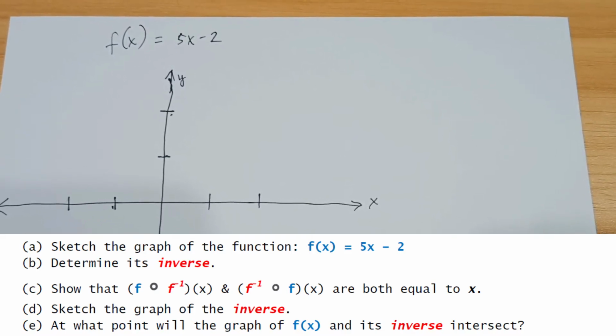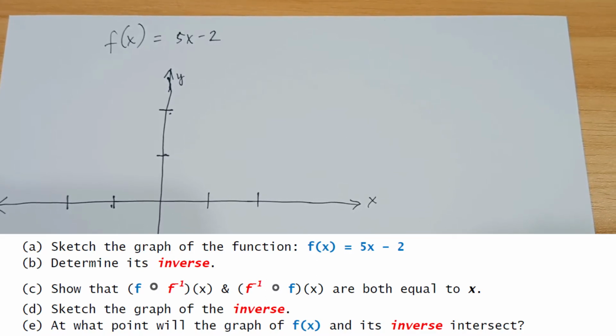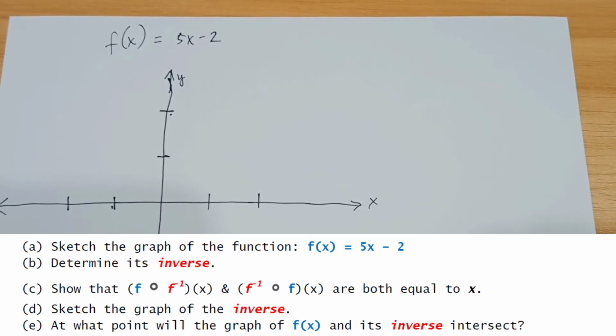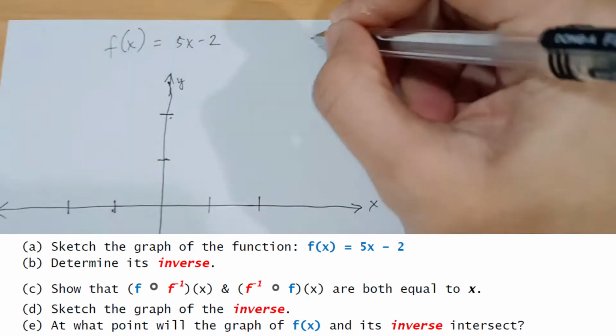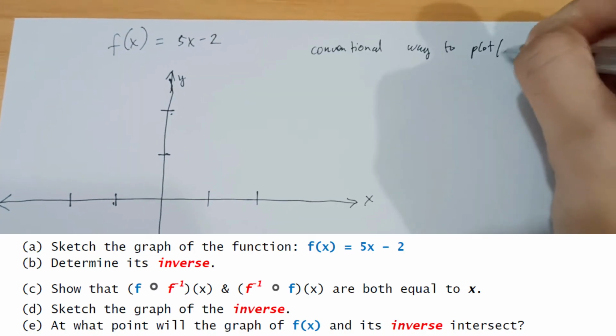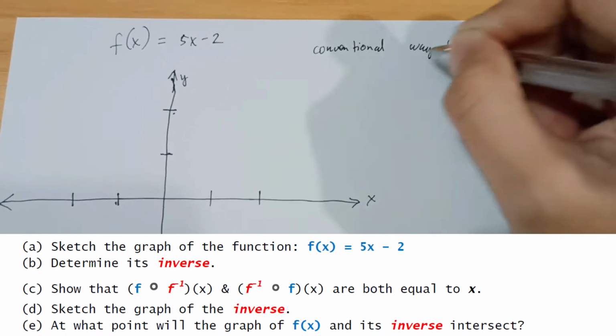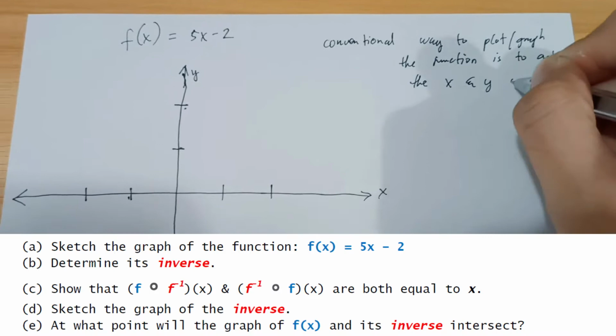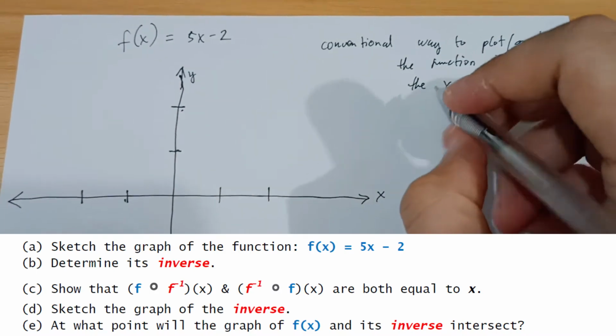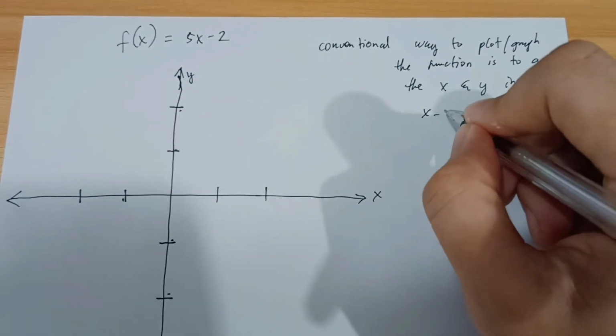So meron tayong problem dito. Sketch the graph of the function f of x is equal to 5x minus 2. So dito, gagraph muna natin siya. So conventional way to plot or graph the function is to get the x and y intercepts. So hanapin natin yung x-intercept and y-intercept.